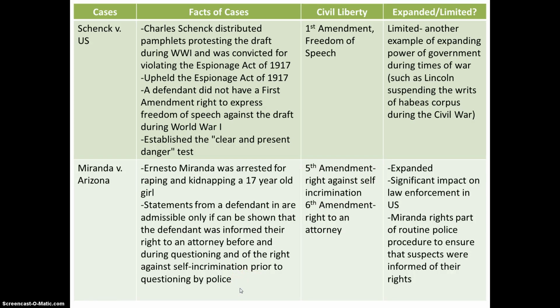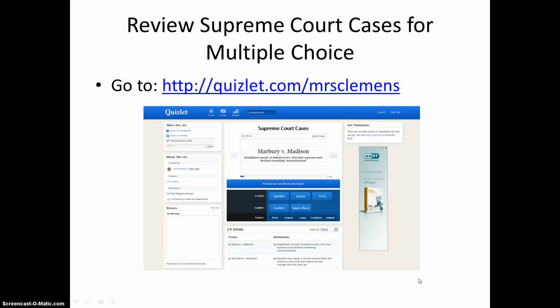You have the right to remain silent. Anything you say can and will be used against you in a court of law. The civil liberties that we're dealing with here are the Fifth Amendment right against self-incrimination and the Sixth Amendment right to an attorney. Did this expand or limit? Absolutely expanded. It's very controversial. A lot of people said that it actually hurt the police's ability to get criminals, to convict. It had a significant impact on law enforcement, and now it's part of the routine police procedure to make sure that they're informed of their rights. I maybe wouldn't mention Law and Order here, but yeah, it's common enough that we know it from TV.